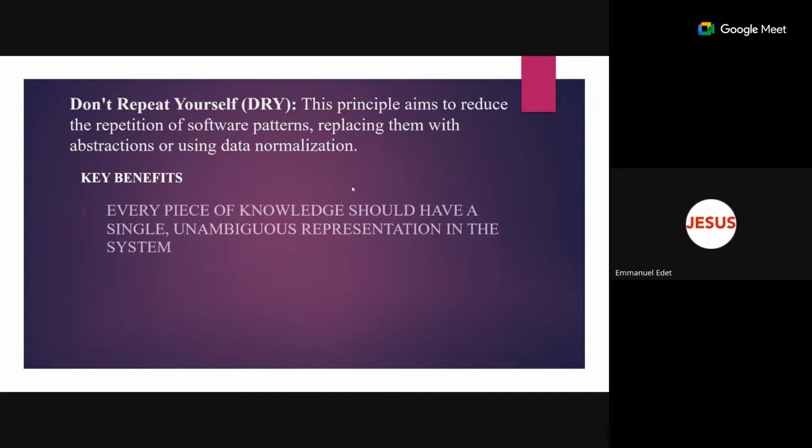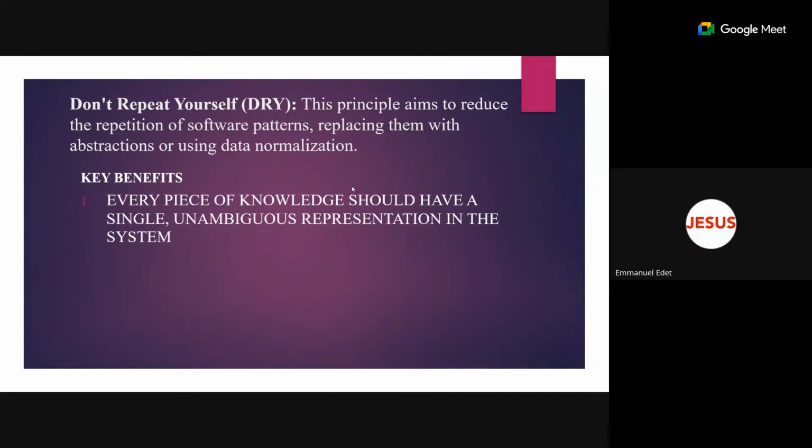So the key benefit of the don't repeat yourself concept is that every piece of knowledge should have a single unambiguous representation in the system. The second one is that it reduces redundancy. Redundancy simply means writing code over and over again, the logic repeating itself over and over again. So it reduces that redundancy. And the third one is that it makes the code more maintainable. It gives the code a clear structure and makes it more readable.